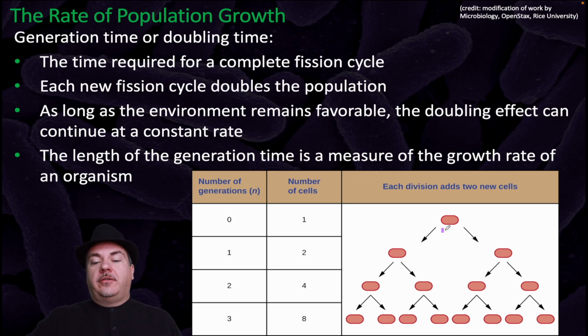So if we start with 1 bacteria cell, after 1 generation, we have 2 bacteria cells. After 2 generations, we have 4. And after 3 generations, we'd have 8 bacteria cells. So it doubles with every generation.